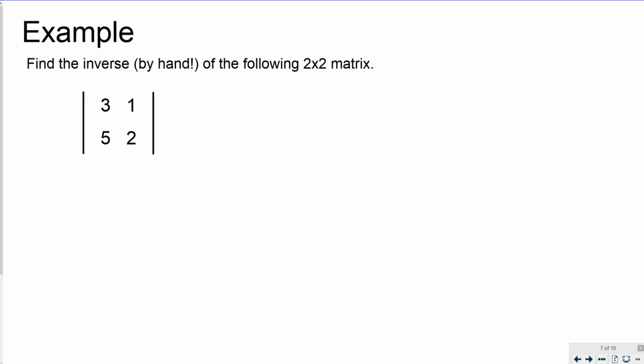Calculate the inverse by hand of the following 2x2 matrix. Again, I'm going to calculate the determinant first. It would be 3 times 2 minus 5 times 1. So the determinant would be equal to 6 minus 5. So the determinant is equal to 1 here.